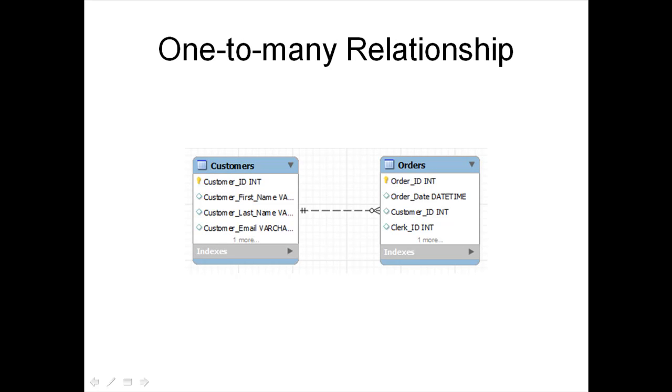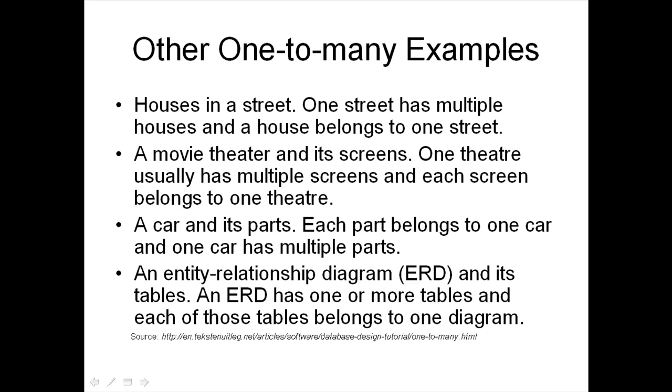A one-to-many relationship is a relationship where each record in table A can potentially correspond to many records in table B, while each record in table B corresponds to only one record in table A. An example of a one-to-many relationship would be between a customers table and an orders table. Here, each customer may place many orders, but each order is placed by only one customer, or each order belongs to only one customer. Here's some other one-to-many examples.